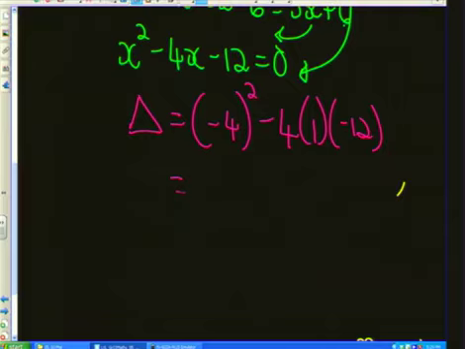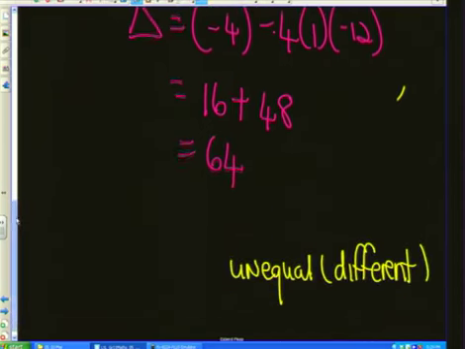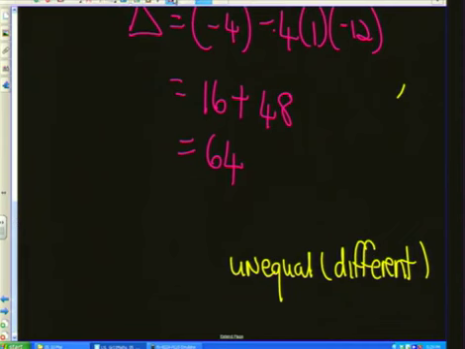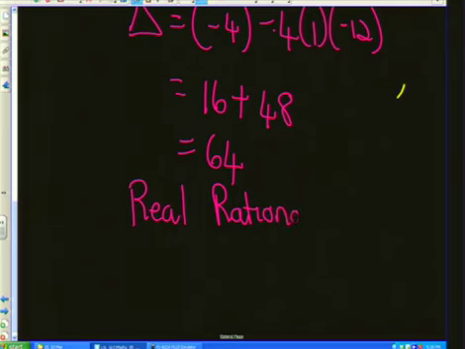So now once we're here, we're going to say minus 4 squared is 16, and a minus times a minus is a plus, and 4 times 12 is 48. And if we add that, we're going to get 64. Now that's very good news, because remember, that's the inside of the square root sign. So if that's the case, do we have a square root of 64? And hopefully you all can recognize that. So it's real, it's rational, and it's unequal or different.